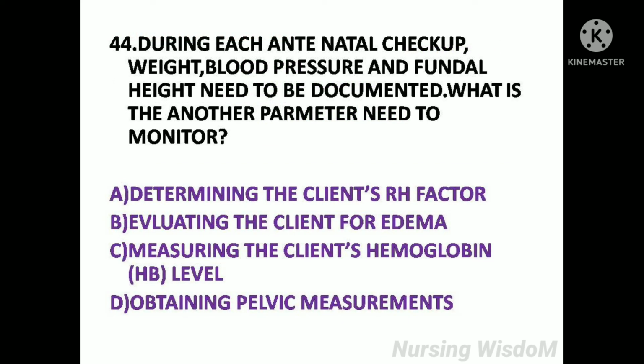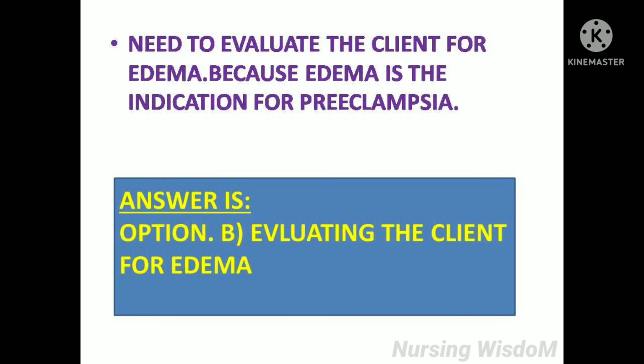Next question, during each antenatal checkup, weight, blood pressure and fundal height need to be documented. What is another parameter that needs to be monitored? Option A, determining the client's RH factor. Option B, evaluating the client for edema. Option C, measuring the client's hemoglobin level. Option D, obtaining pelvic measurements. Need to evaluate the client for edema because edema is an indication of preeclampsia. So here the answer is option B, evaluating the client for edema.